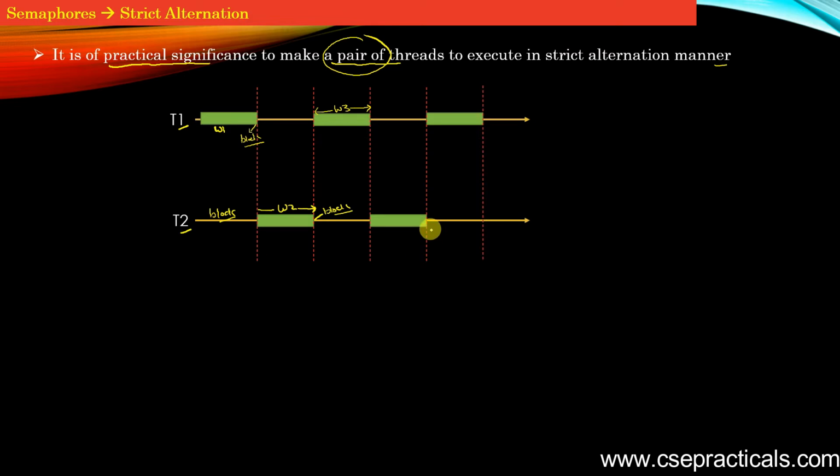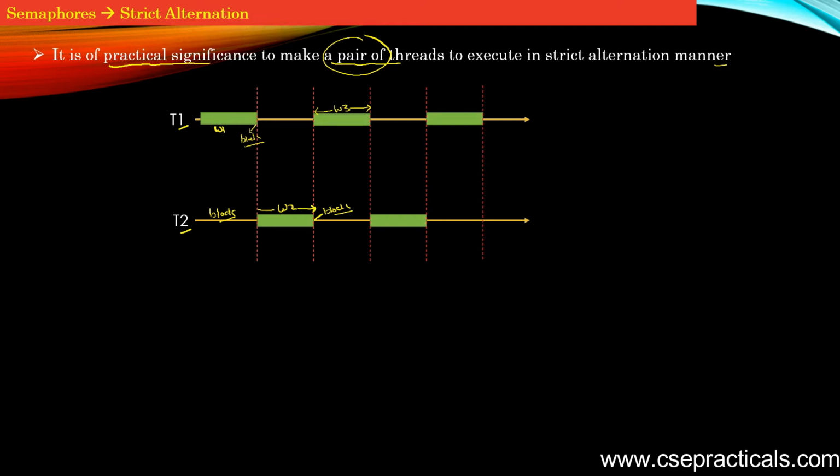So as you can see from this diagram, only one thread executes at a given point of time, right? And the other challenge is that when one thread finishes its execution, how to convey to the other thread to resume its execution? And when the other thread finishes its work, how will it convey to the former thread that I'm done with the work, you can resume your execution? So we need to implement a scheme using semaphores in which threads can execute in strict alternation manner, right?